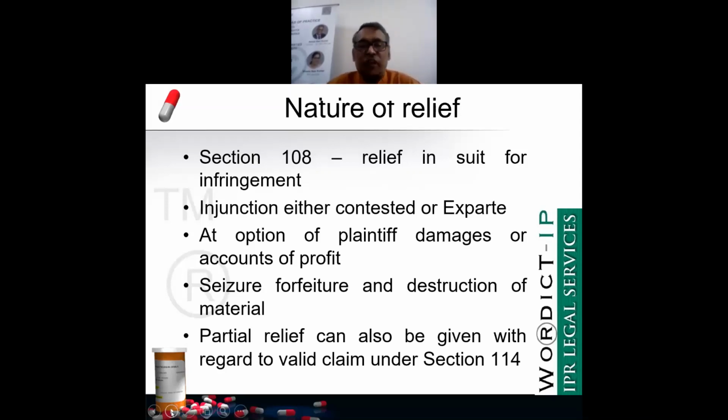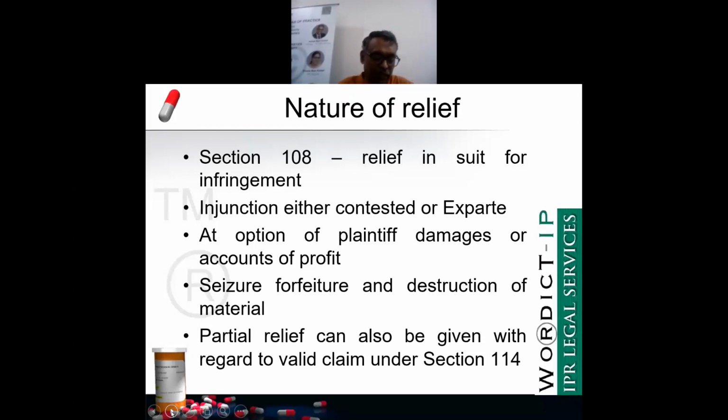Now, what are the natures of relief? Injunction, either contested or ex parte. At the option of the plaintiff, damages or accounts of profit, seizure, forfeiture, and destruction of material, and partial relief can also be given with regard to a valid claim under section 114. Now, see, the Patent Act has certain very, very strange provisions. I can seek a relief only with regard to one single claim in the patent, which is under section 114. See, section 114 is a very strange section.